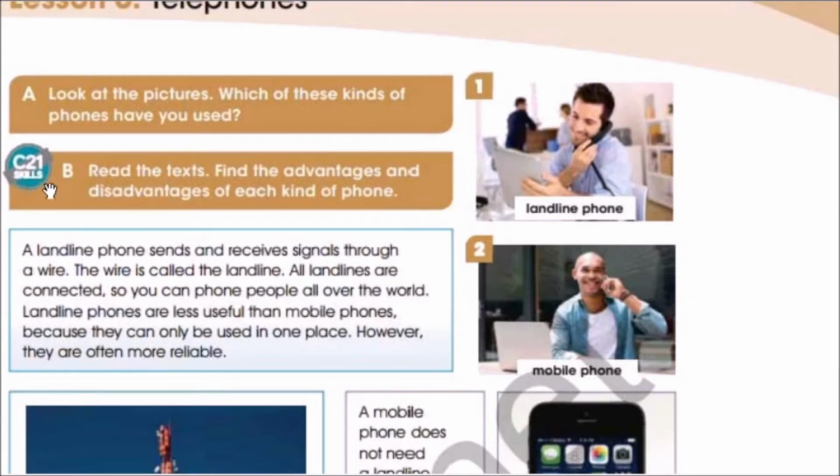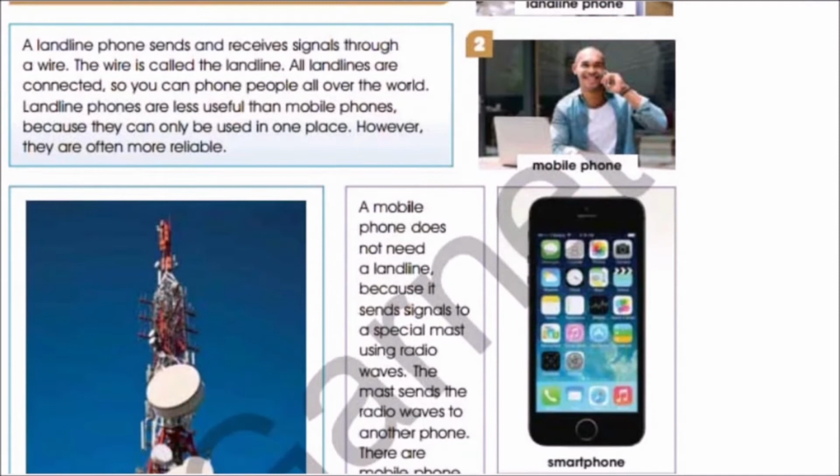Now, question B. Read the text. Find the advantages and disadvantages of each kind of phone. Let's look at the text and read them together, and then answer the question.